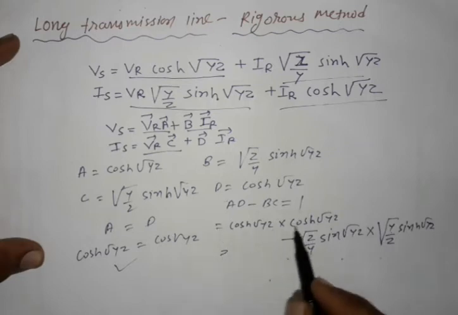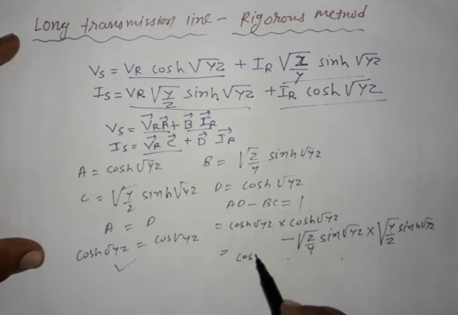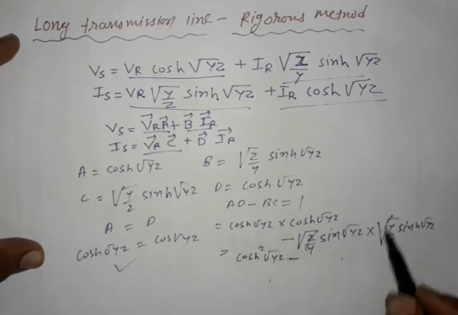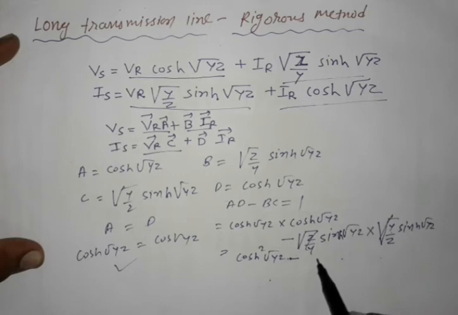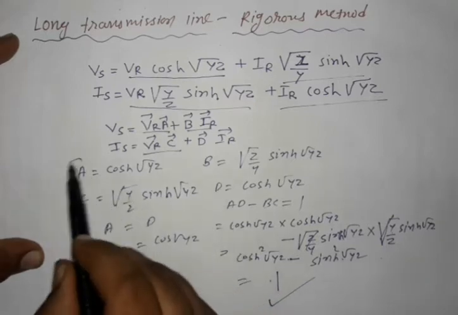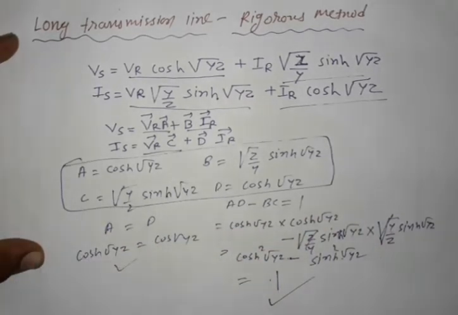Now cosh(√(YZ)) into cosh(√(YZ)) is cosh²(√(YZ)), minus, Z/Y and Y/Z are eliminated. So sinh(√(YZ)) into sinh(√(YZ)) is sinh²(√(YZ)). For the hyperbolic form, we know that cosh² minus sinh² is equal to 1. So cosh²(√(YZ)) minus sinh²(√(YZ)) is equal to 1. So the second condition is also proved. So these are the ABCD parameters for the long transmission line.